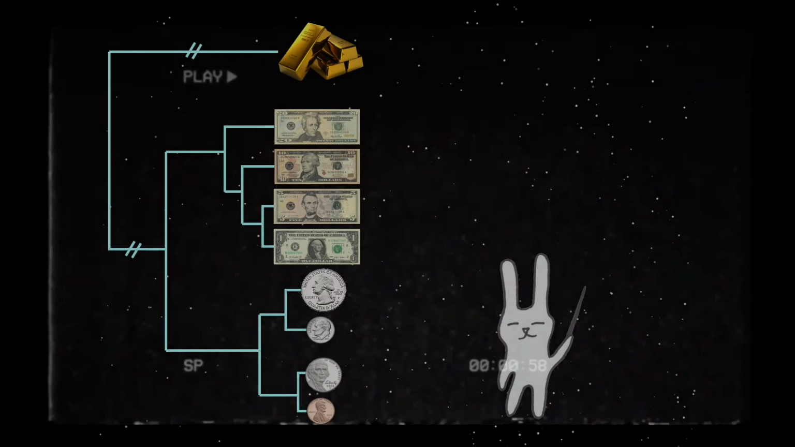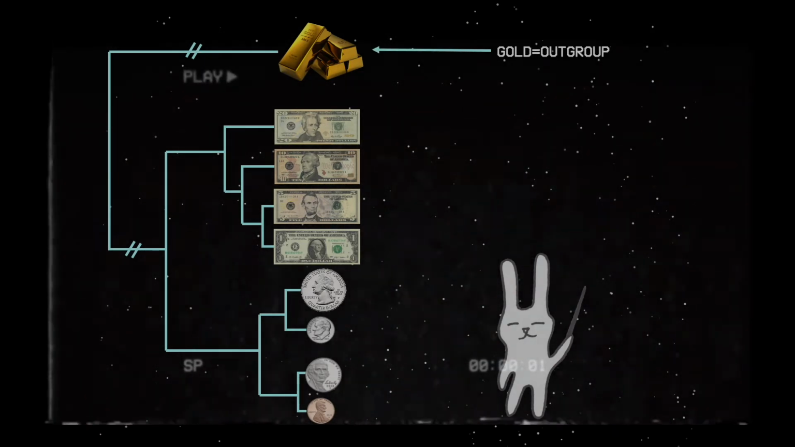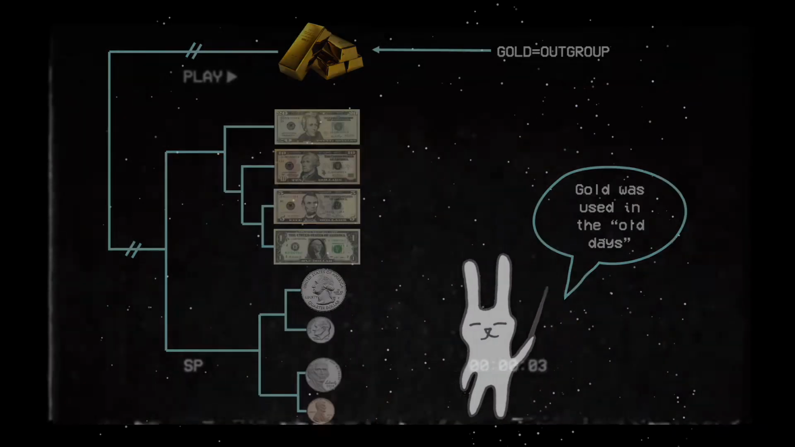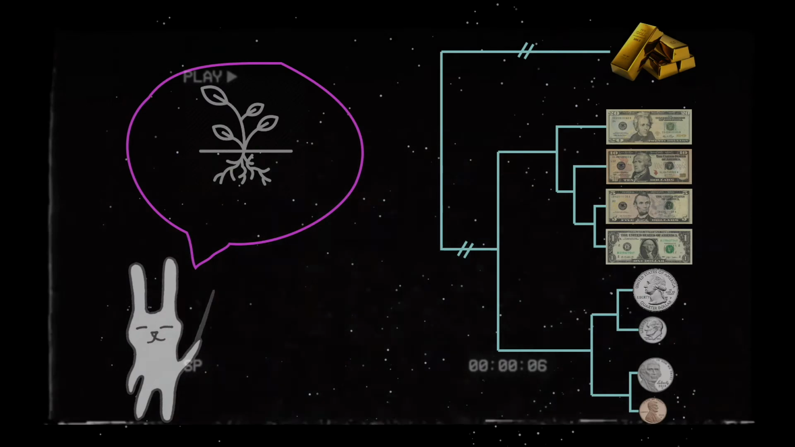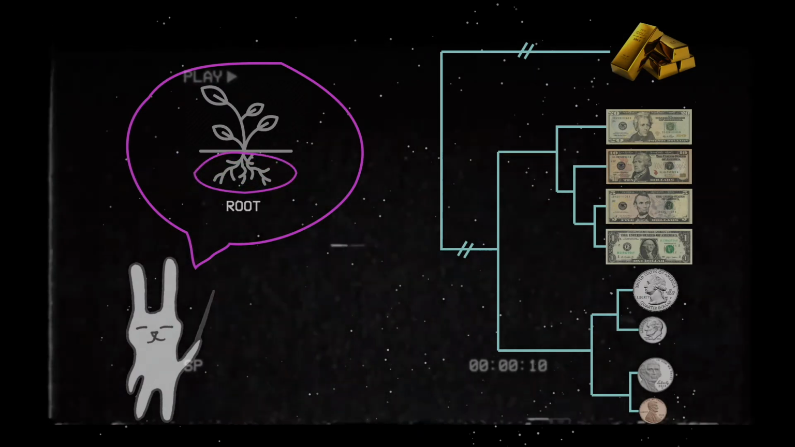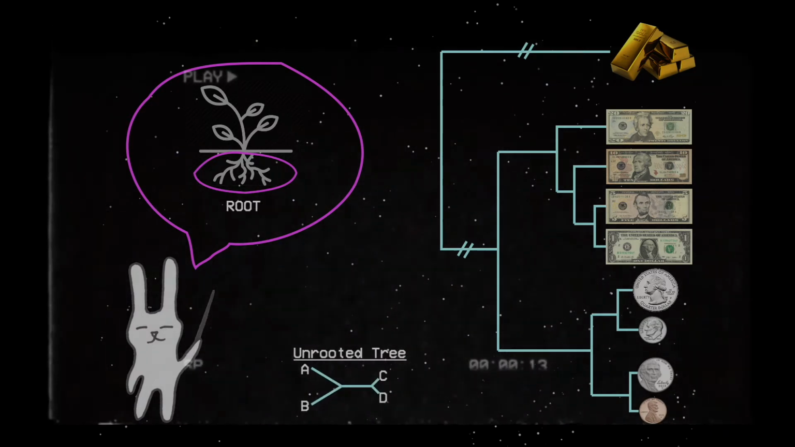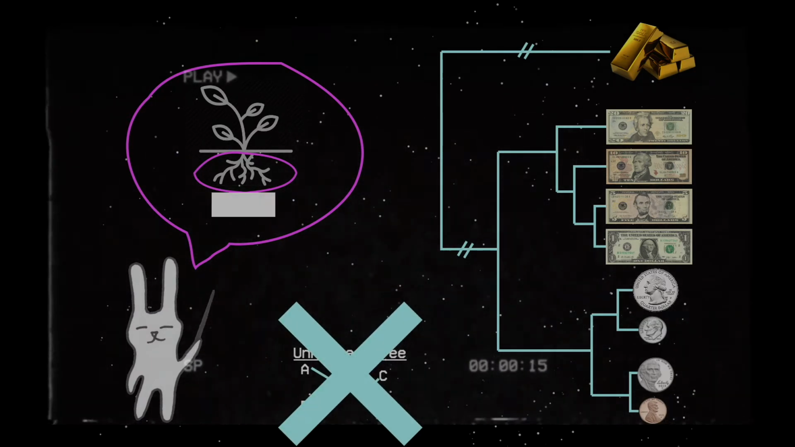The outgroup of this phylogenetic tree is gold. The outgroup is a distinctly related organism that roots the tree. As a result, this phylogenetic tree is an example of a rooted tree. A rooted tree is when one internal node represents a common ancestor to all other nodes on the tree. This is not an example of an unrooted tree.